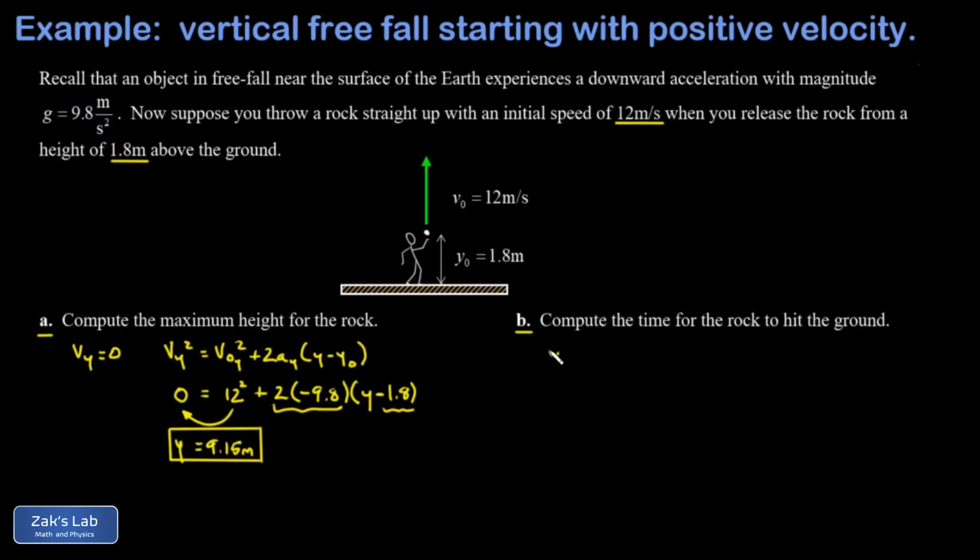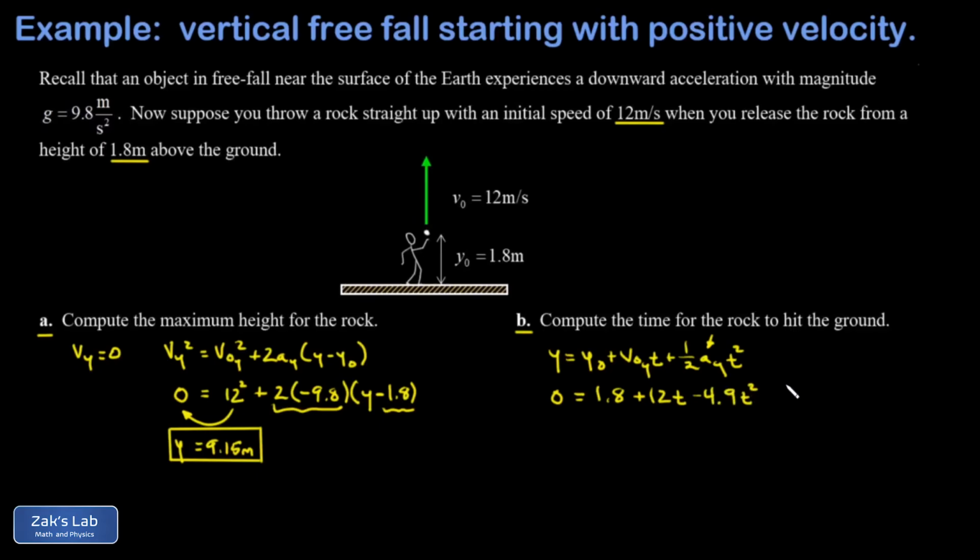And for this, I'm going to use our first kinematics equation. And what I plug in physically this time is that the final position should be 0 when the rock hits the ground. So I have 0 equals my initial height, that's 1.8, plus initial y velocity, that's 12, times t. And then I plug in that the acceleration is negative 9.8, and half of that is 4.9. So I have minus 4.9 t squared.